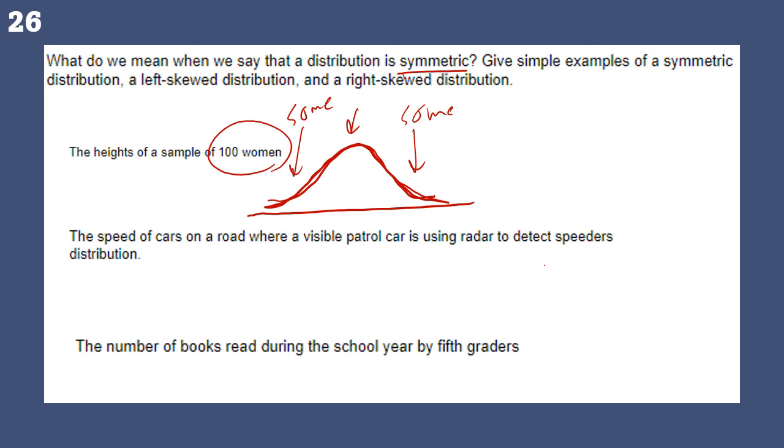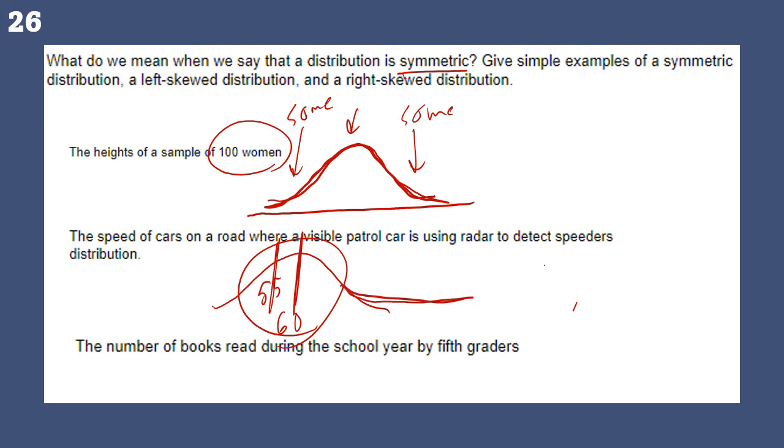The speed of cars on a road, however, would not be symmetric. Say we have a visible patrol car and a speed limit, and let's say the speed limit was the average speed people were going. There are going to be some people driving below the speed limit. If the speed limit was 60, some people see the patrol car and drive 55. But most people are going to drive around the speed limit if they see a patrol car. There are going to be some people driving too fast, and so we're going to have a skew to the right.